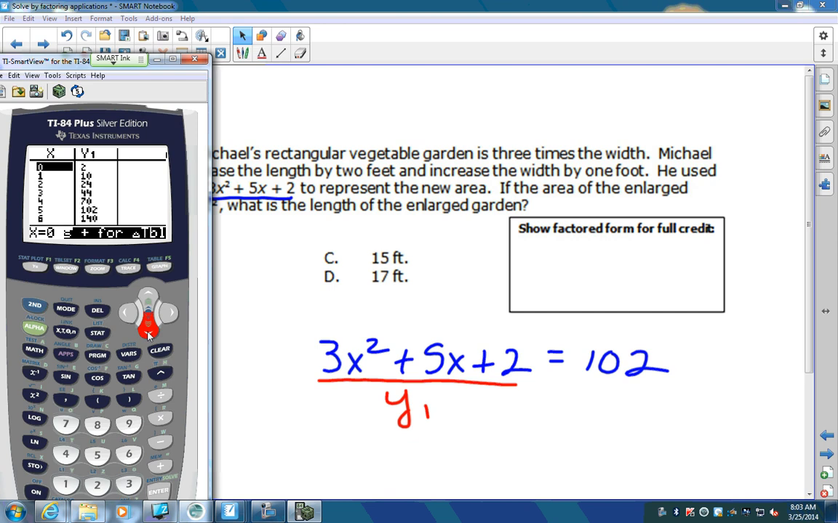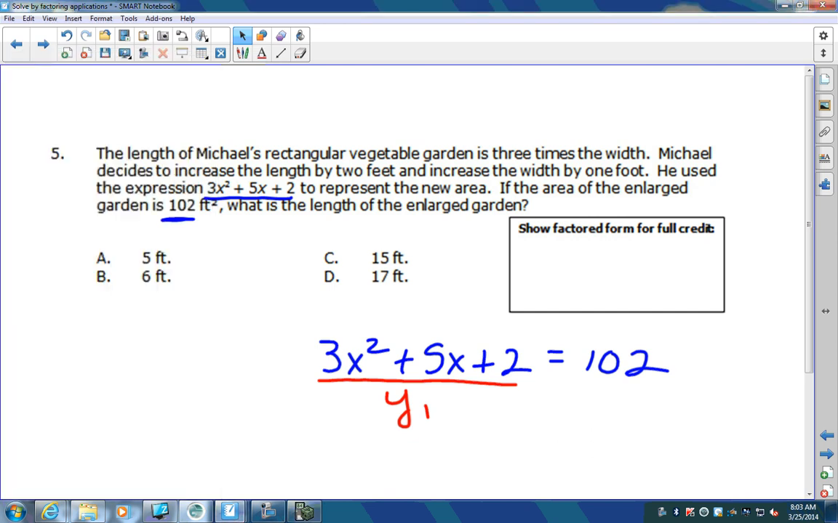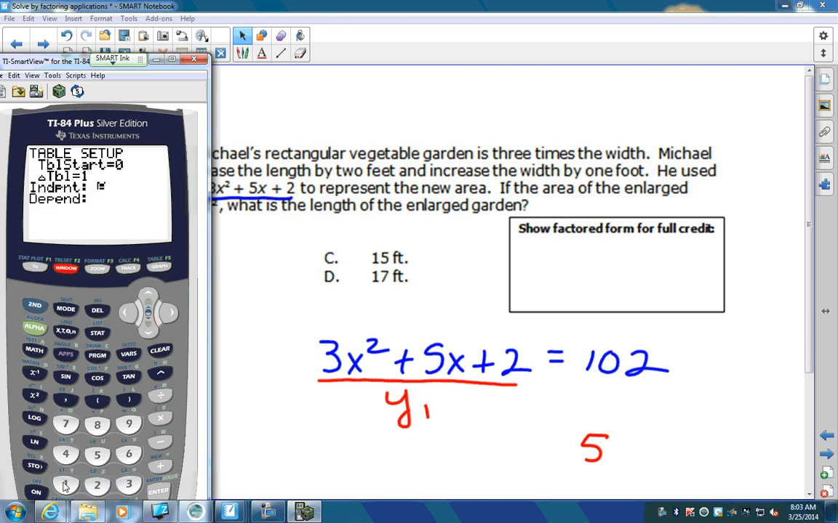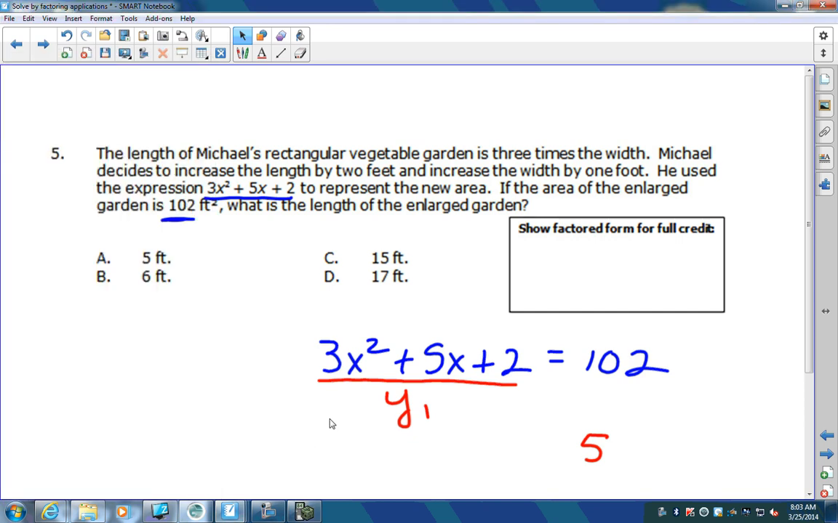One of my answers says what? 5. Is there a 5 up there for an answer? There is a 5 for the answer. If you look at 6, that's not the answer. If you continue up to 15 and 17, does it have 102? Nope. So your answer is 5. Use the calculator and your answer choices to be able to answer these word problems.